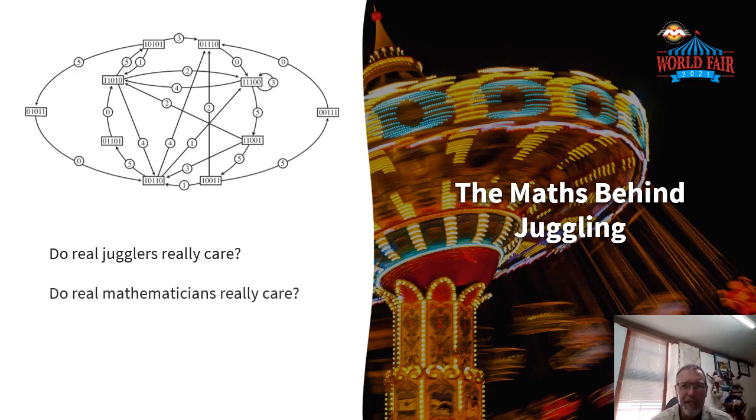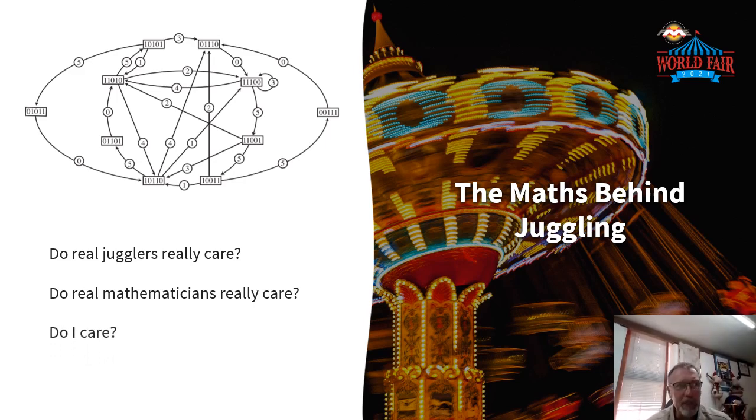Do mathematicians really care about the maths of juggling? I was surprised that there is an amazing amount of information out there from mathematicians studying juggling and the maths behind it, the patterns and all those sorts of things. A lot of mathematicians look at how that relates to other things. If you're really interested and need some good bedtime reading, search juggling and maths and you'll find lots on the internet.